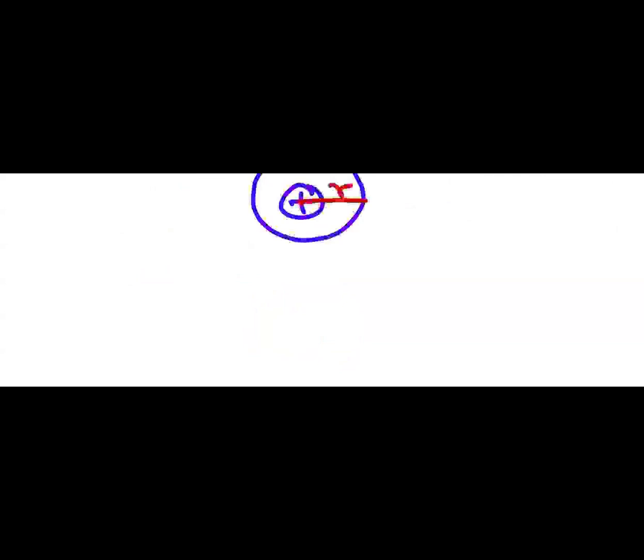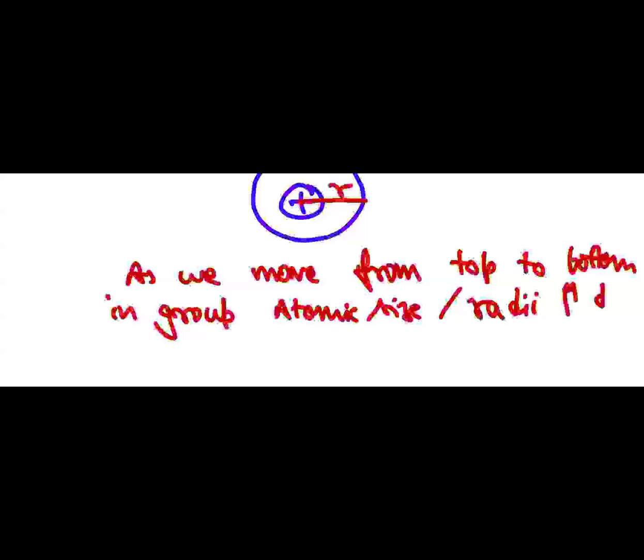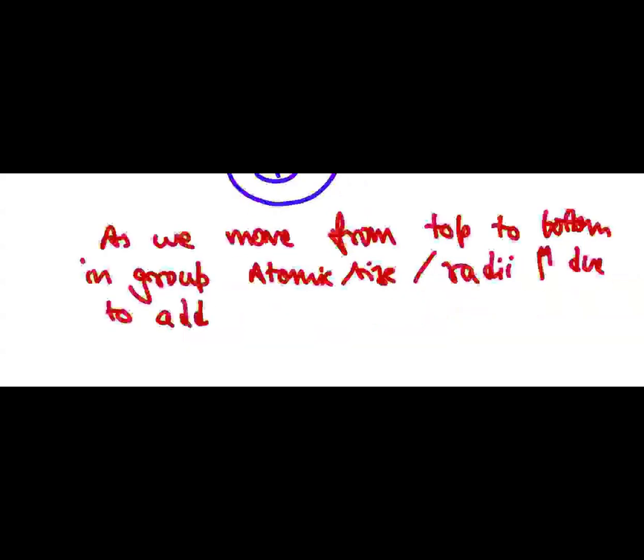Can I move ahead, beta? As we move from top to bottom in a group, atomic size or radii increases due to addition of a new shell. Due to addition of a new shell. Great.